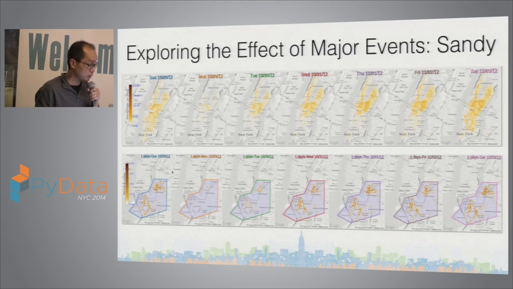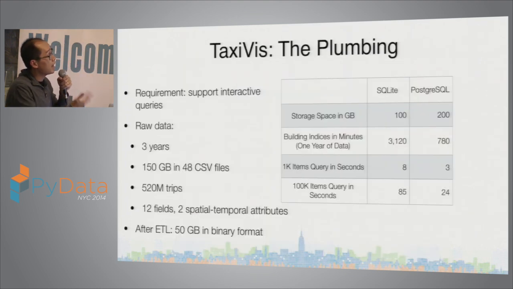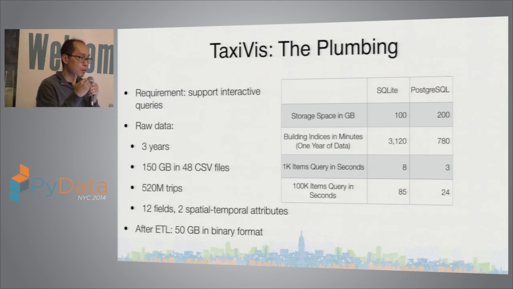So this is something trivial, I guess, just showing the hotspots. Using this tool, you know where to go at a certain time, or how to avoid a certain crowd. So let's go back to the engine behind that, the plumbing, right? The thing that really allows us to do this type of fast interactive query is the data management part, which has to be very efficient.